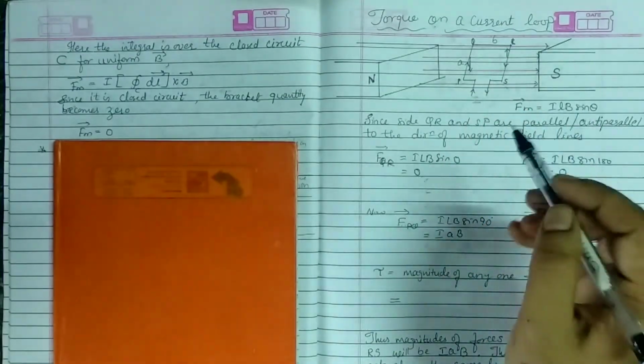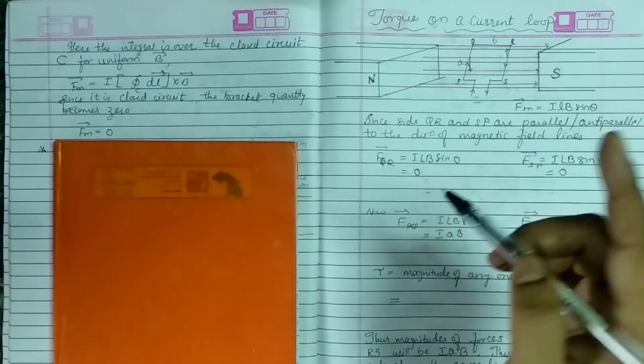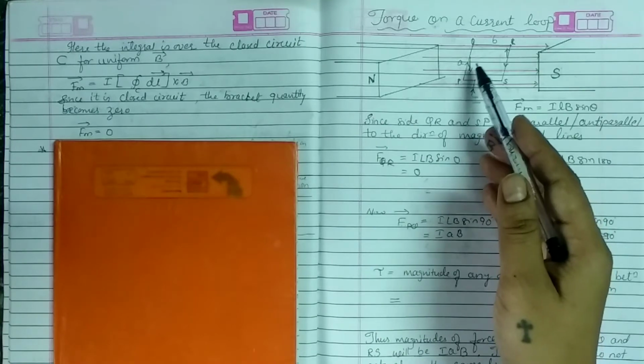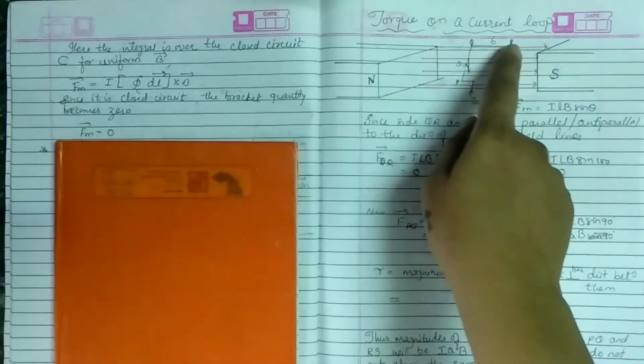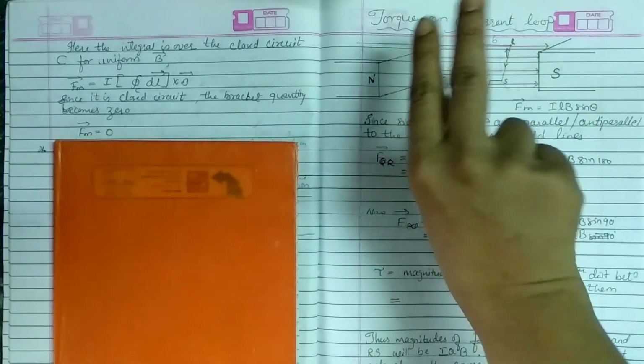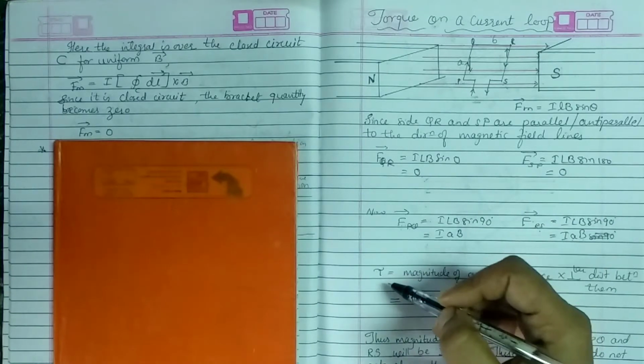So obviously when equal forces in magnitude and opposite in direction are applied on any body, it experiences rotational motion. The body experiences rotational motion. That's why this coil started moving in this direction. So what will happen in this case? How to find out torque?